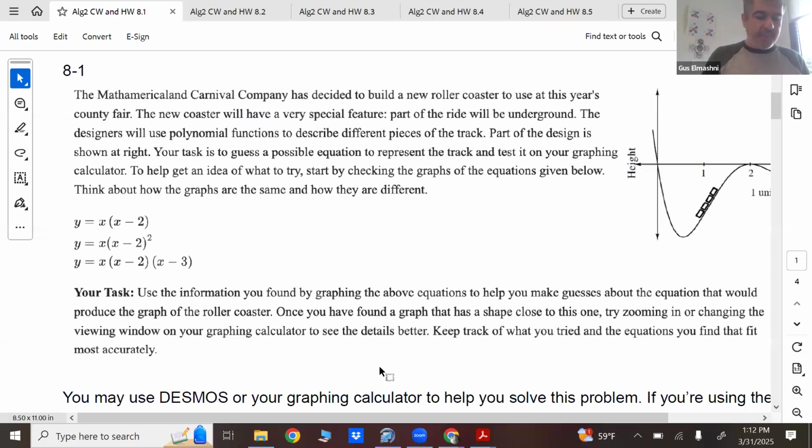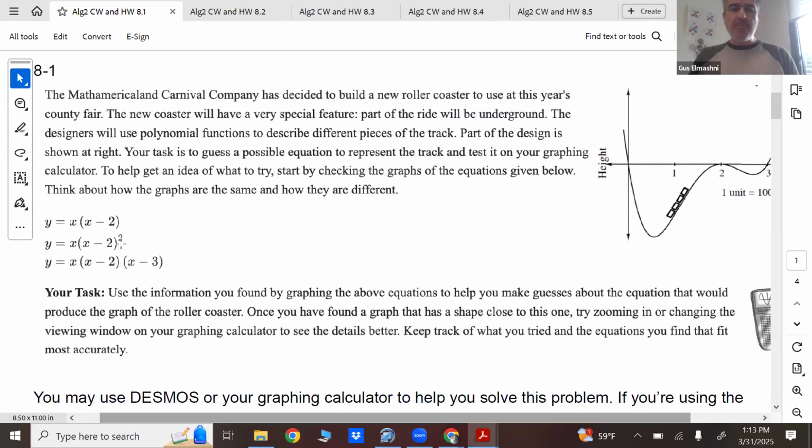Your task is to guess a possible equation to represent the track and test it on your graphing calculator. To help get an idea of what to try, start by checking the graphs of the equations written below. Think about how the graphs are the same and how they are different. Okay, thank you. So let's actually do this in Desmos, and this is the part I want to do with you guys. Our goal is to match one of these equations with the graph.